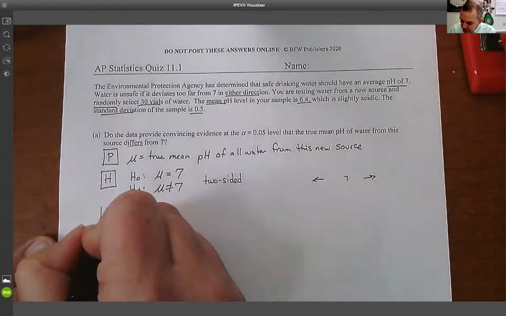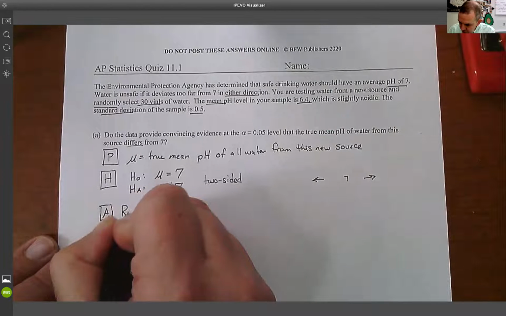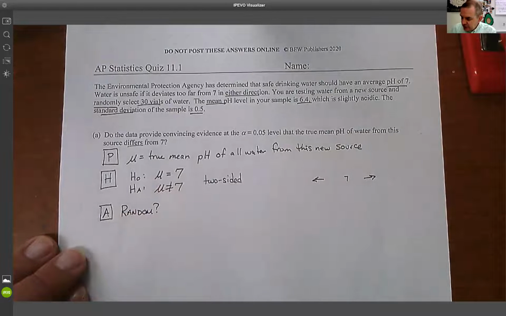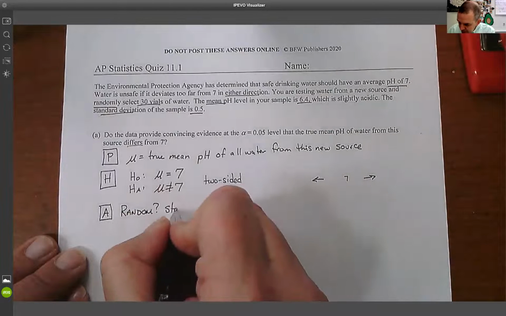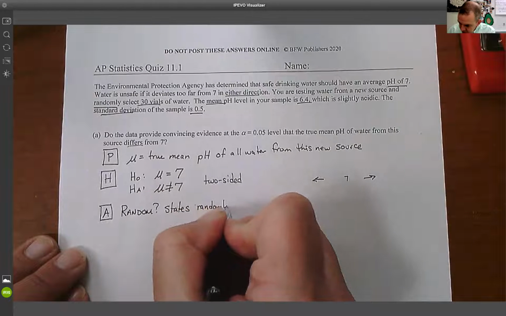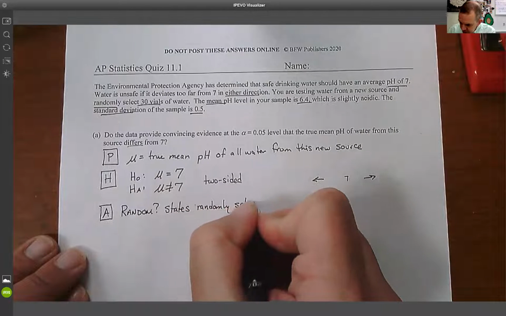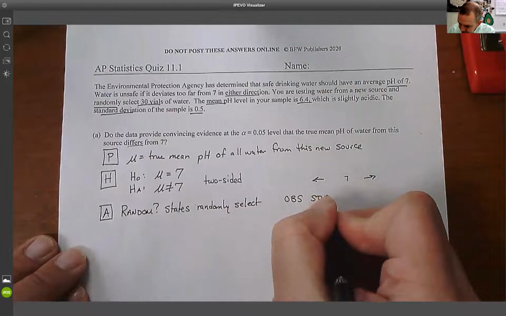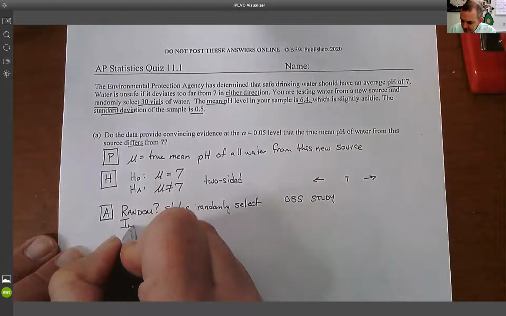A, we're going to validate our assumptions. We start off with random. In this case, it states random in the problem, it states randomly select. So this tells us we're dealing with an observational study. So that helps us with independent.